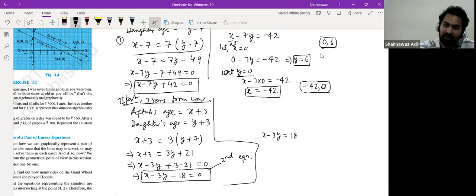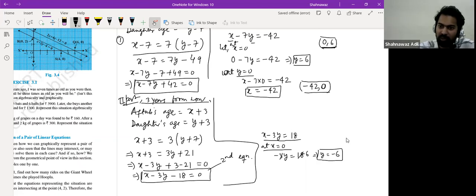So how will I draw this? Let's first calculate this and remember the points, and then we'll plot it in the graph. Let's calculate for this equation. At x equals 0, this will be minus 3y equals 18, so y is minus 6, right? So what is the point? 0, comma minus 6.